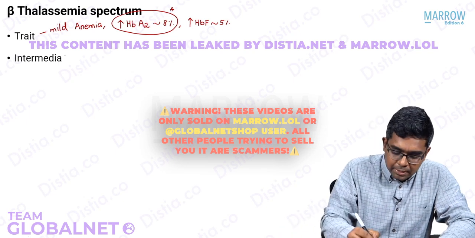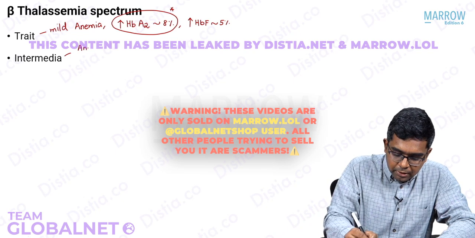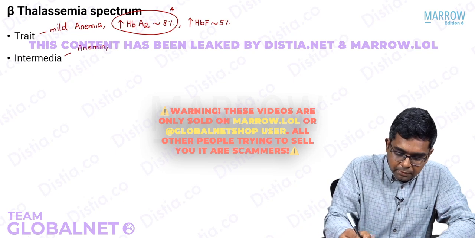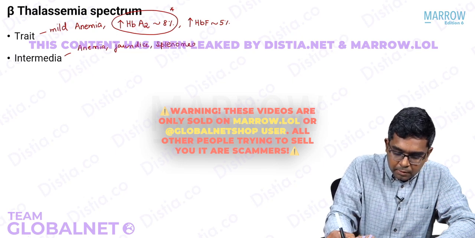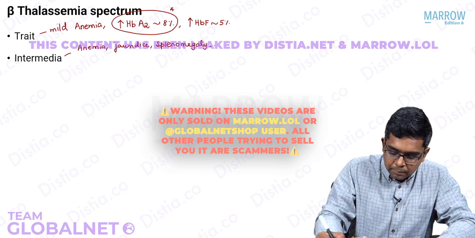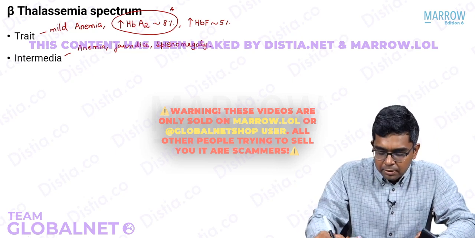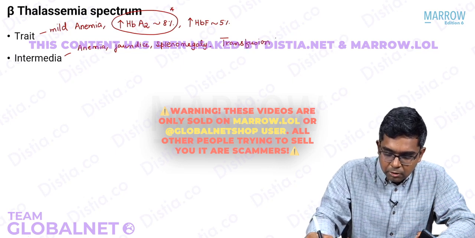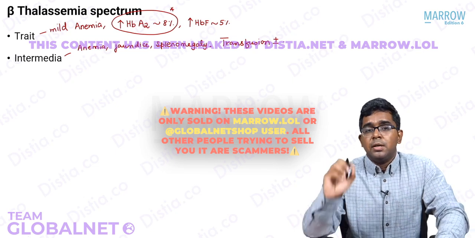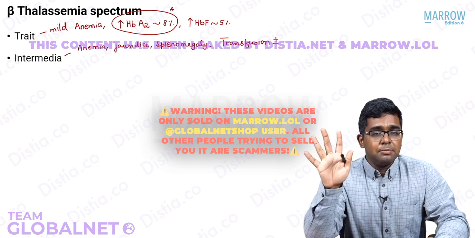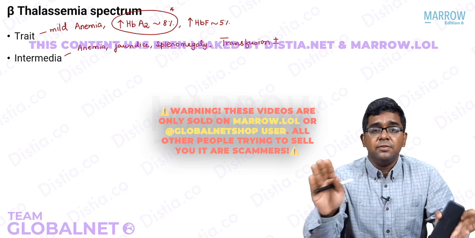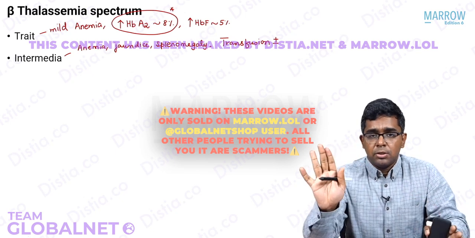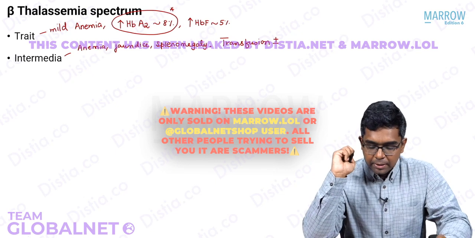Next we have intermedia. Thalassemia intermedia is characterized by anemia of varying grades, accompanied with jaundice and splenomegaly. In this particular variety, transfusions, that is blood transfusions, may or may not be required. That is the point to be noted. And please remember, even if they require transfusion, it's very infrequent transfusion. That is a point to be noted again. That is about thalassemia intermedia.